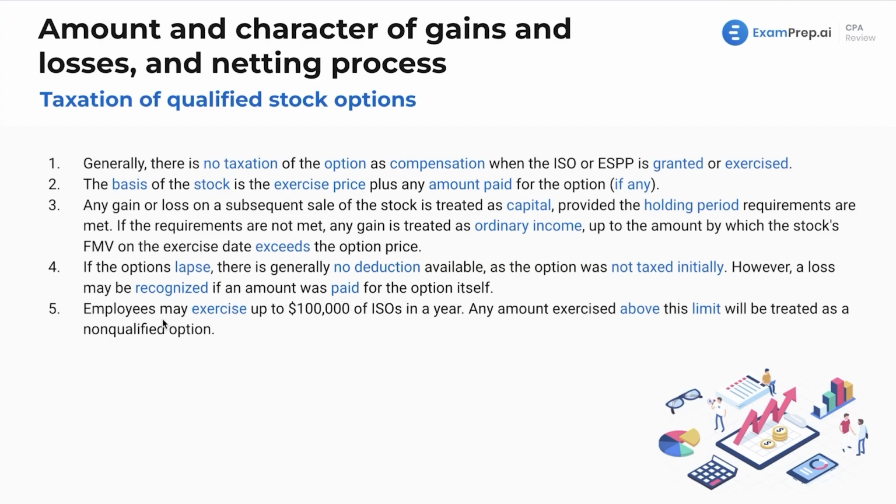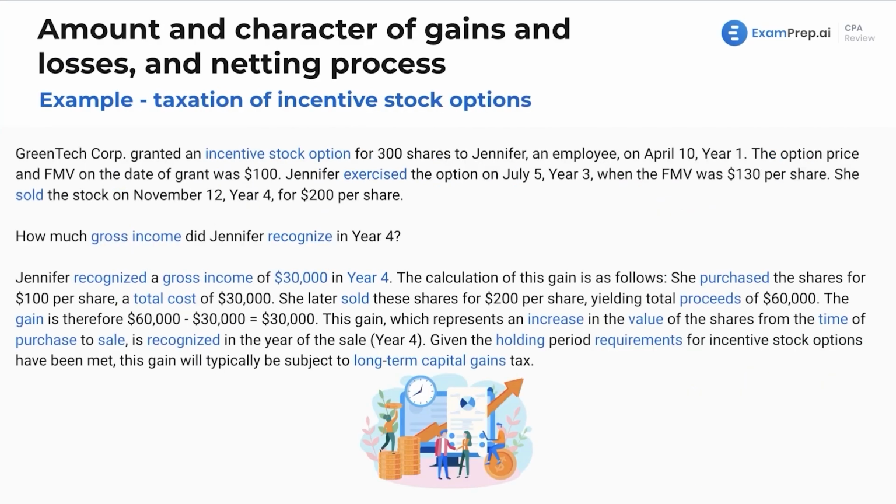And lastly here, employees may exercise up to $100,000 of ISOs in a year. Any amount exercised above this limit will be treated as a non-qualified option. All right, just a couple other, I'll call them fun facts, but these fun facts will earn you points on the exam. All right, let's run through an example here of incentive stock options.